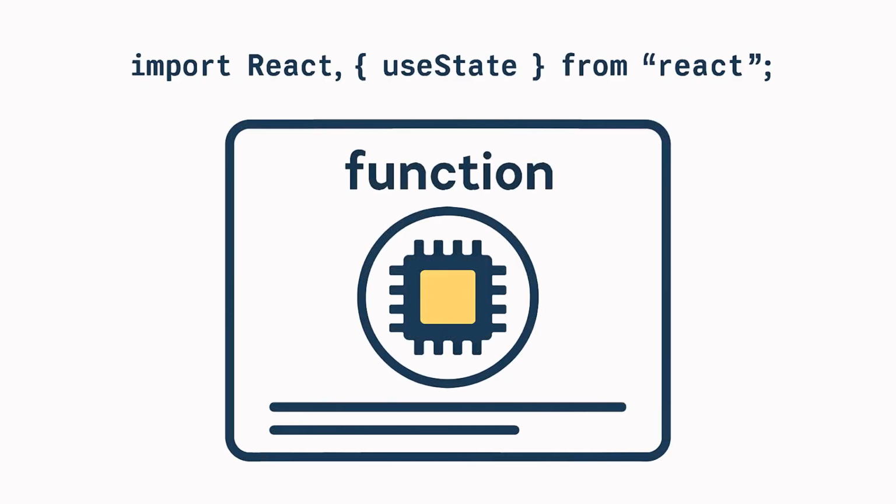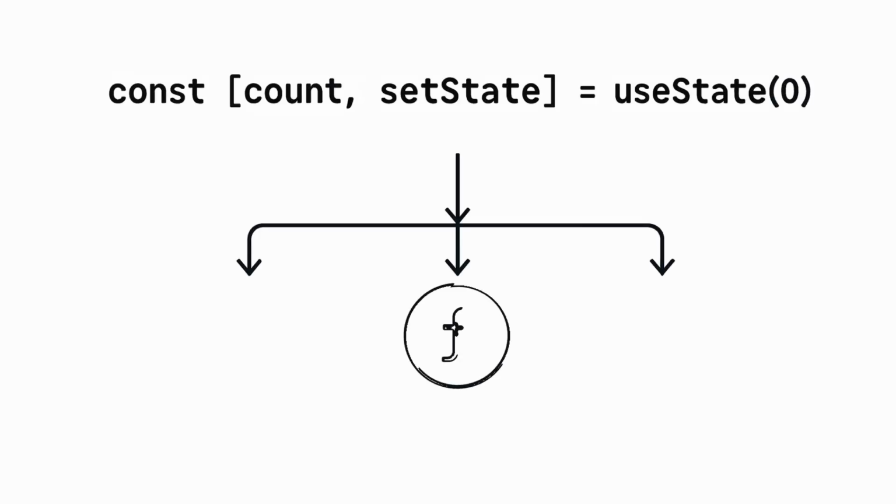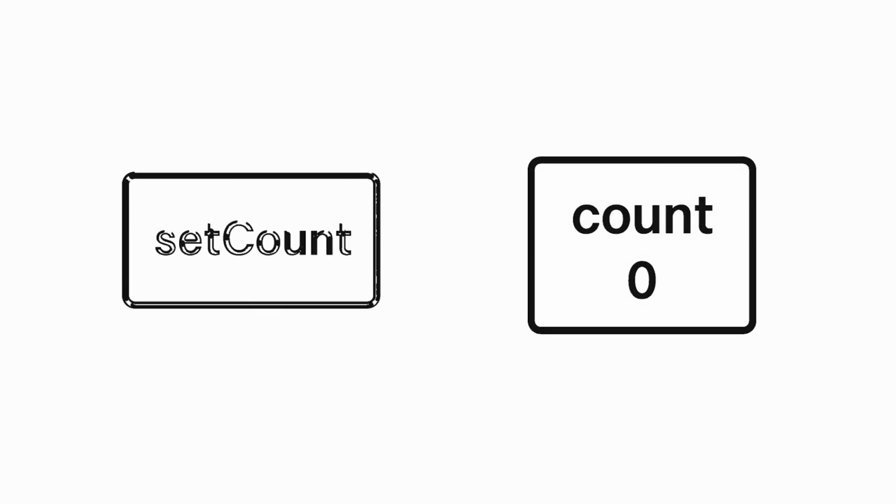You start by importing it. Import React, { useState } from 'react'. Then inside your component, you call it like this: const [count, setCount] = useState(0). That line does three important things. First, it creates a piece of state called count. Second, it gives you a function, setCount, to update that state. And third, it sets the initial value to 0.